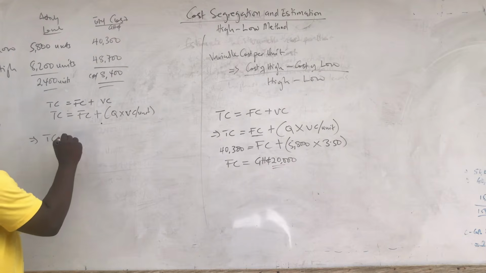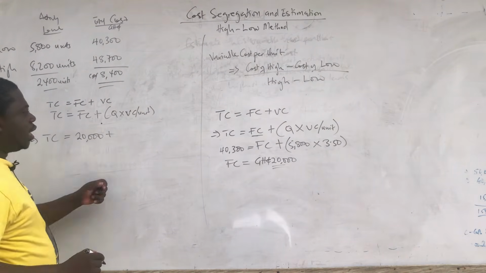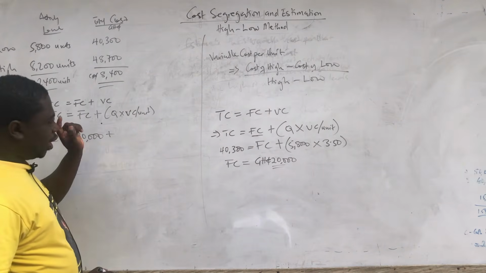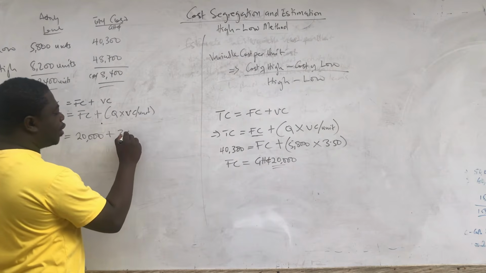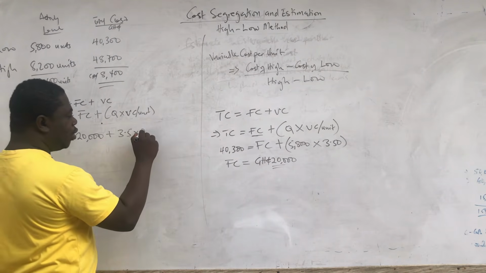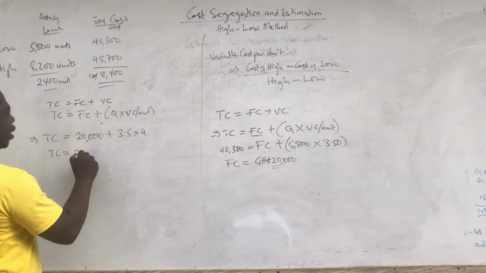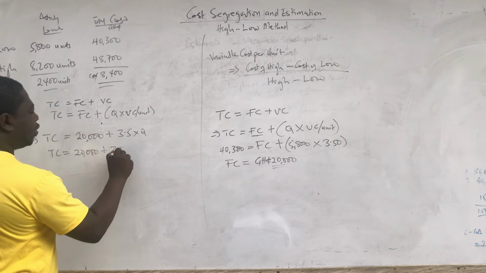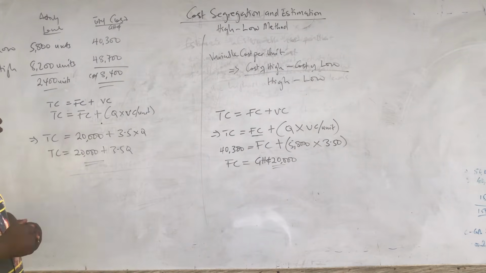So total cost will now be equal to, fixed cost is 20,000. So 20,000 plus the K, we don't know for now because we can use it. So variable cost per unit is 3.5. So 3.5 multiplying the K is the same as total cost will be equal to 20,000 plus 3.5 K. So this will be our total cost equation for now.